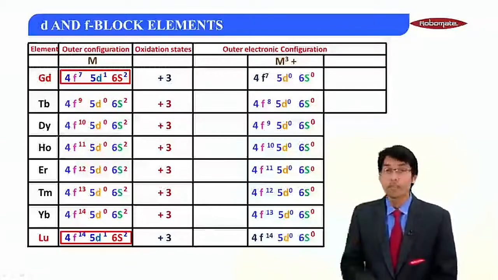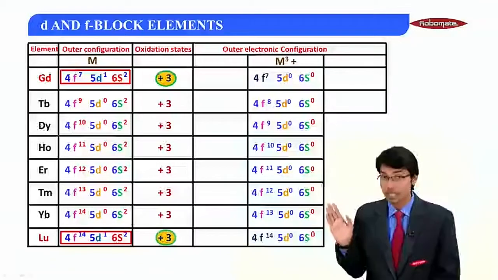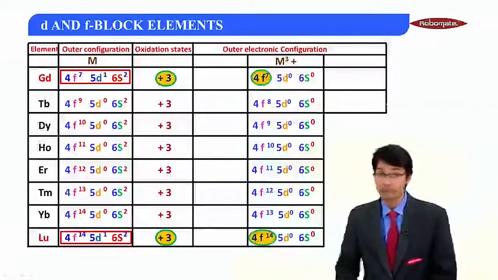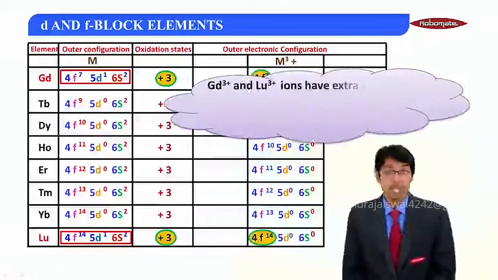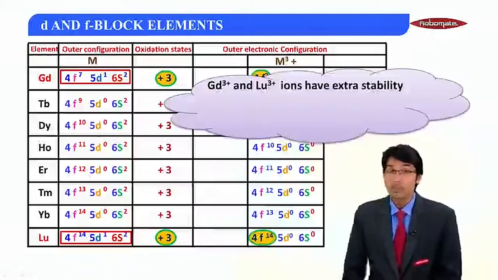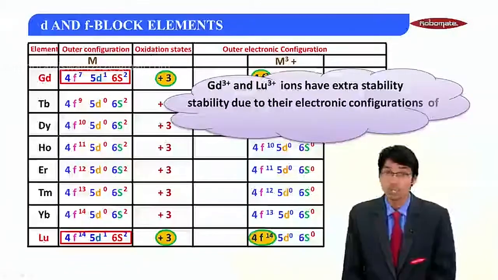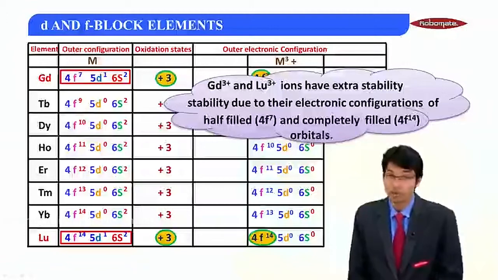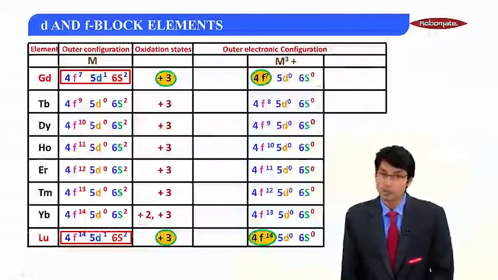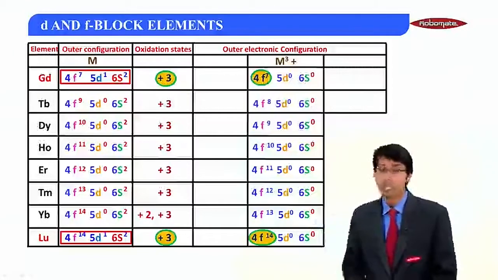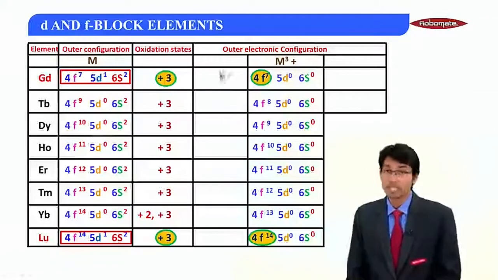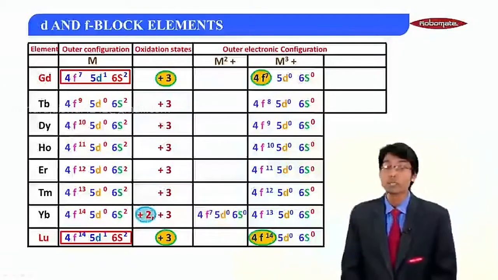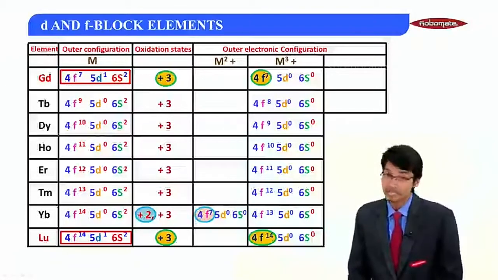Now out of all these configurations, for gadolinium 3+ and lutetium 3+, the configurations are 4f7 and 4f14. I mean to say, gadolinium and lutetium 3+ ions have extra stability. This is due to the half filled f orbital and the completely filled f orbital. Along with this +3 oxidation state, ytterbium exhibits a +2 oxidation state, and in the +2 oxidation state it has a configuration of 4f14, which is highly stable.